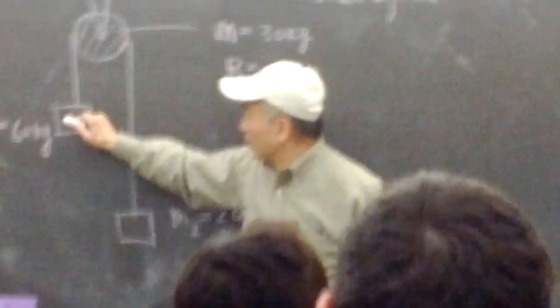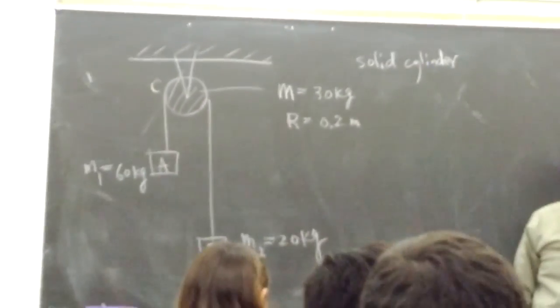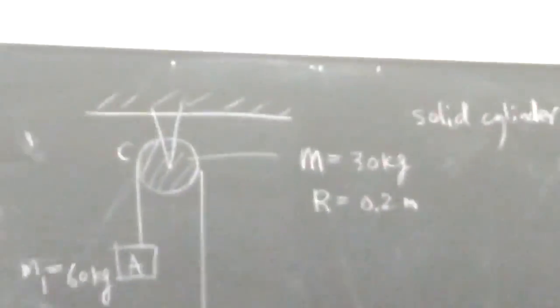What's going to happen to A? A is coming down. And what about B? B goes up, and C. C is going to rotate counterclockwise. Very good. So that's what's going to happen, right?